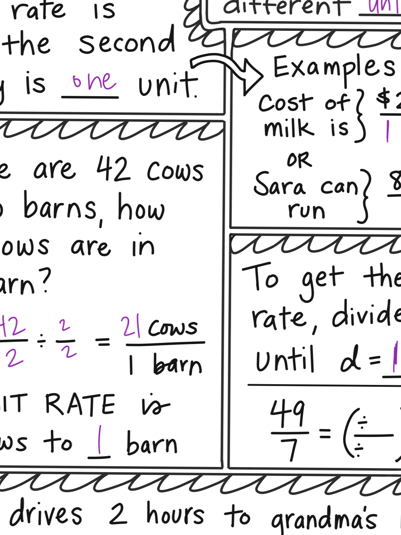Okay, look at the next example down here where it says 49 to 7. I want to reduce it so that I have a unit rate. So what do I want on the bottom? 1. What do I need to divide both numerator and denominator by to get down to 1? 7. So what is my unit rate? 7 to 1.